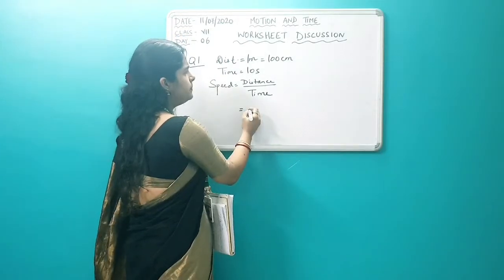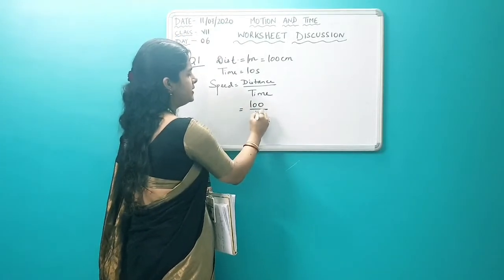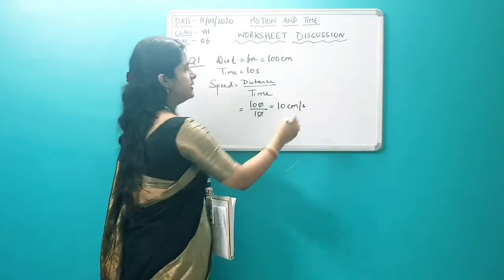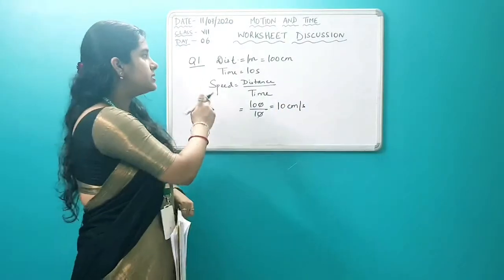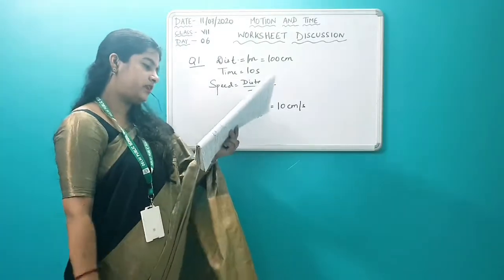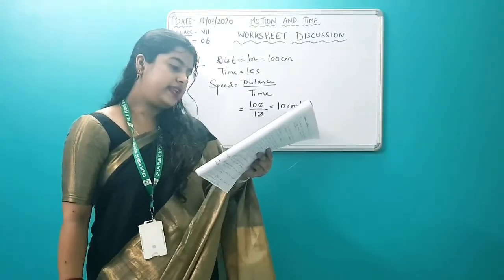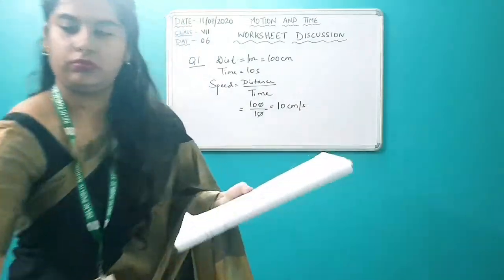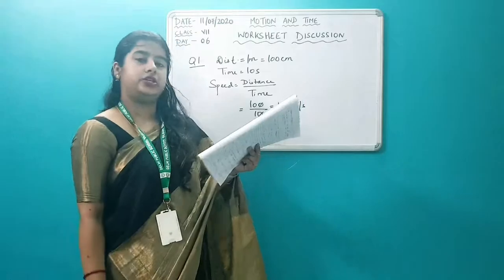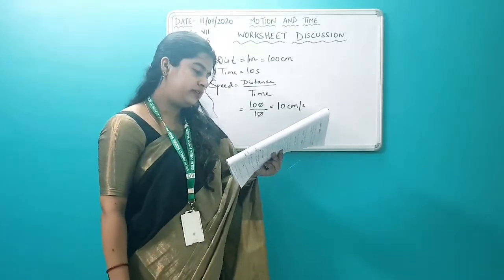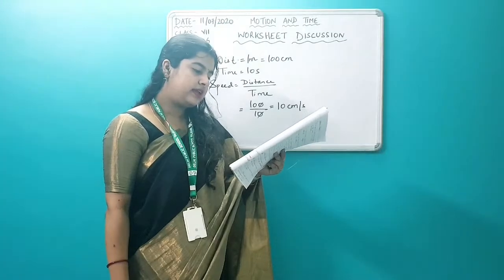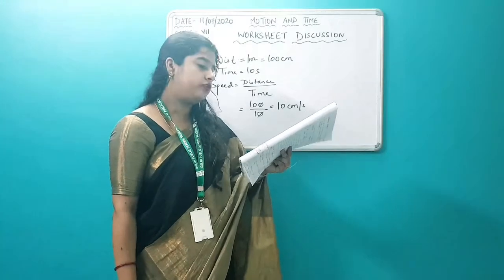So it is very simple. Distance is 100 divided by time 10. So your speed is 10 centimeter per second. This is answer number 1, 10 centimeter per second. Moving on to the next question. The distance between two stations is 240 km. A train takes 4 hours to cover this distance. Calculate the speed of the train.